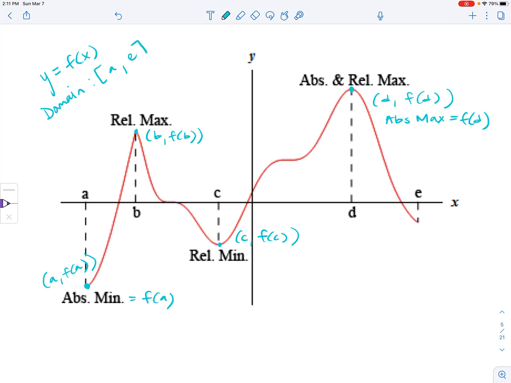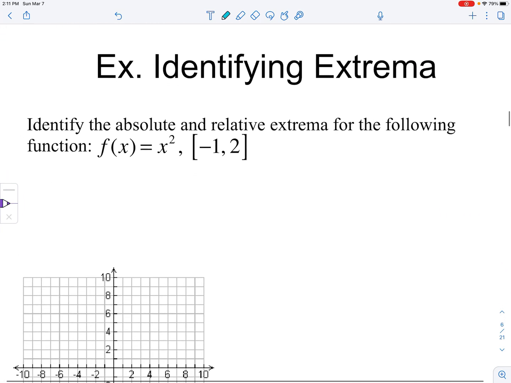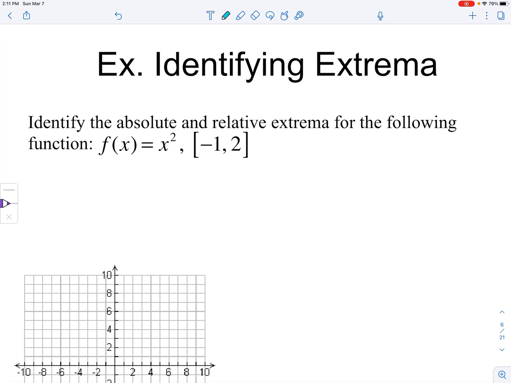Here I can just state that on here. Maybe we'll reference this again. Okay, so the absolute minimum is at a comma f of a, absolute maximum is at d comma f of d.